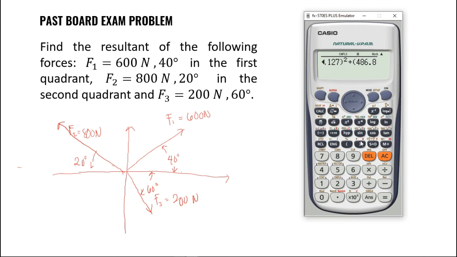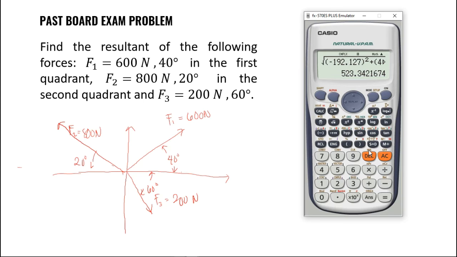Then square natin for Pythagorean theorem. So this is our resultant force. So this is 523 newtons. Okay? So this is our resultant of these forces.